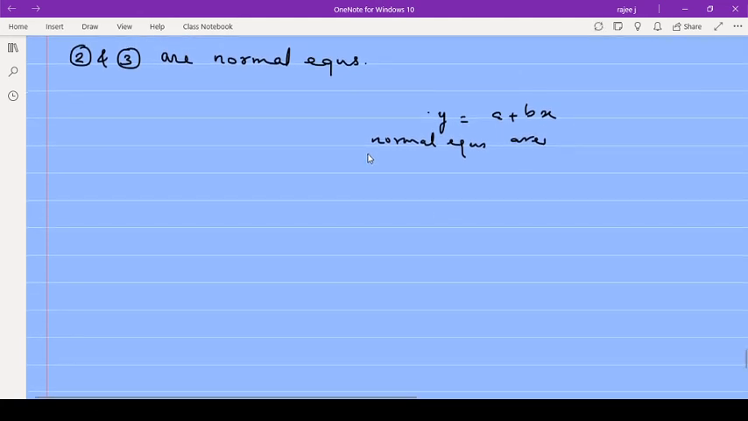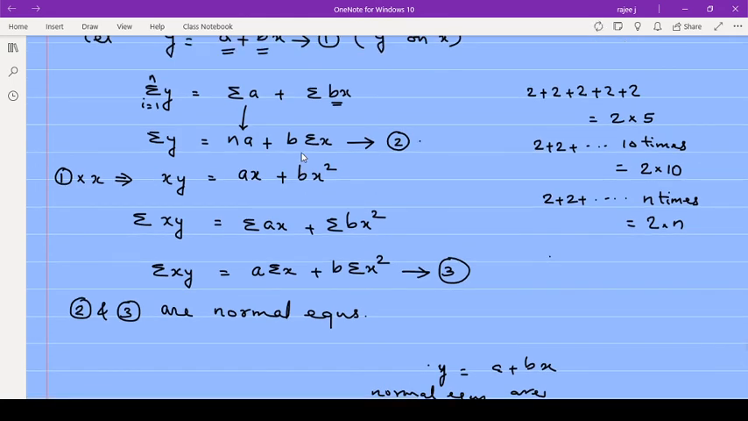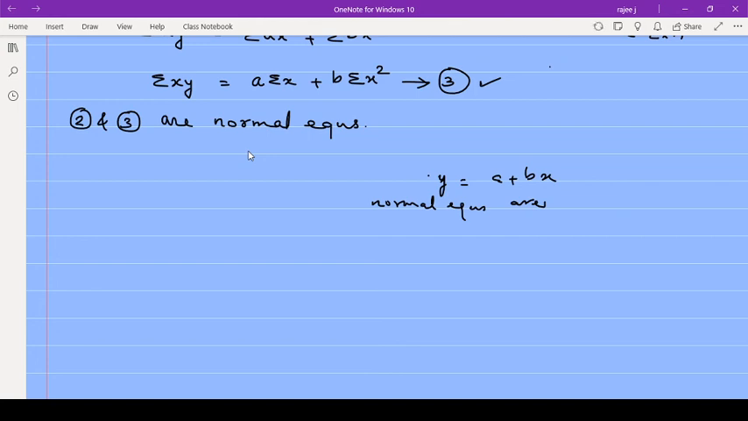Now if you do not remember, then what to do? Take summation on both sides, summation y is equal to summation a plus summation bx, then you can do all that process and see. Otherwise, if you remember it well, write the normal equations. You just have to write equation number 2 and 3, then you will get 2 equations. While solving those 2 equations, you will get the values of a and b. Okay.